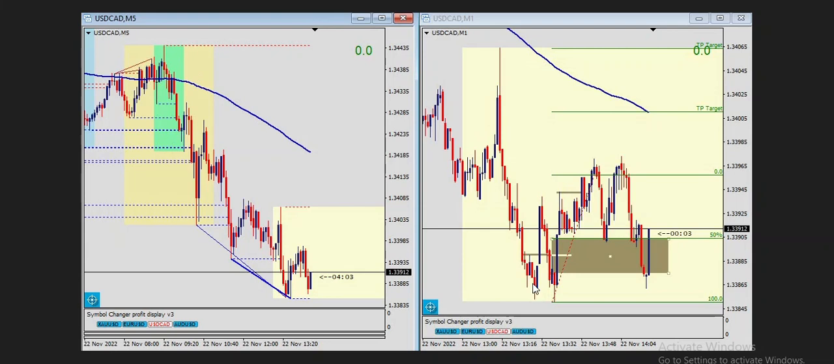So after 1, 2, 3, then I'll wait for price to come for a retest. So I want to see a low here, then price creates a higher low, then creates a higher high, then I'll wait for price to come back to retest another block or a fair value gap. And that is what I used to take my USD CAD entry. So this line was the entry.